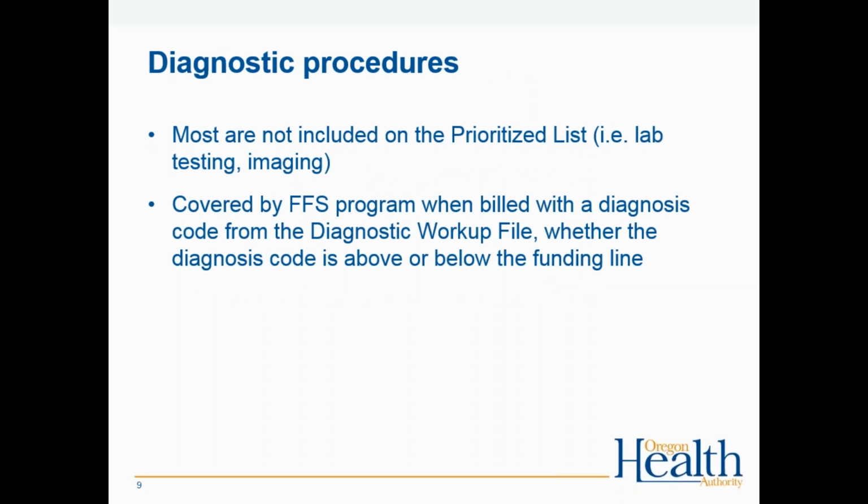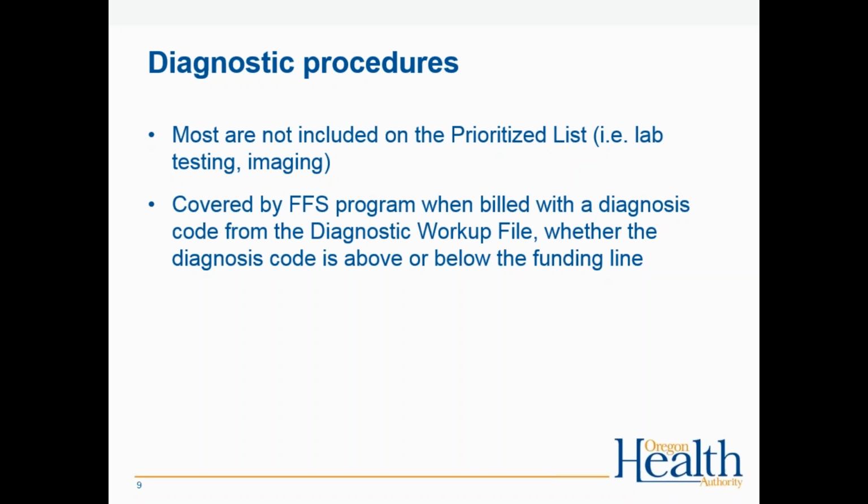Okay, then we have our diagnostic procedures. Most of these are not included on the prioritized list, and they're covered by the fee-for-service program when they're billed with a diagnosis code from the diagnostic workup file. So sometimes you're going to be using more than one code group to find that match that you need to have that pathway to payment. And whether the diagnosis code on that workup file is above or below the funding line, these should be paying with a diagnosis code from that.